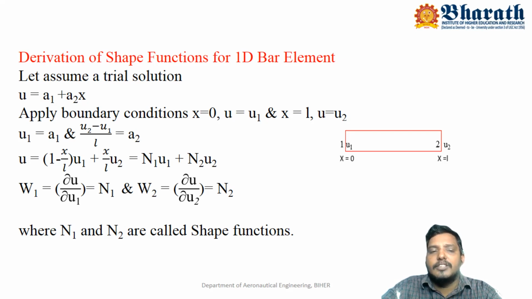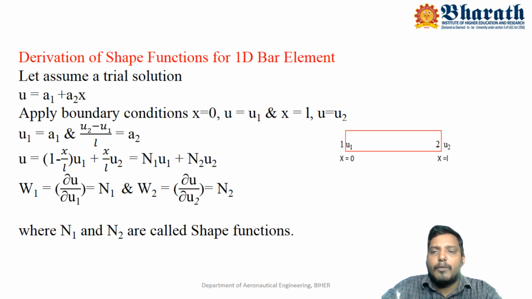By applying this to your assumed trial solution, we will get u1 equal to a1. Similarly, a2 is equal to u2 minus u1 by L. Then we apply this in the equation u is equal to a1 plus a2 x. Finally we arrive at u is equal to 1 minus x by L times u1 plus x by L times u2. We compare this equation with u is equal to N1 u1 plus N2 u2. We will get the values of N1 and N2, where N1 is equal to 1 minus x by L, and N2 is equal to x by L. N1 and N2 are called shape functions.